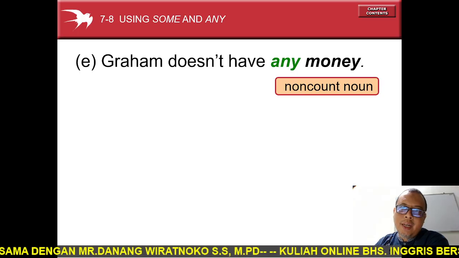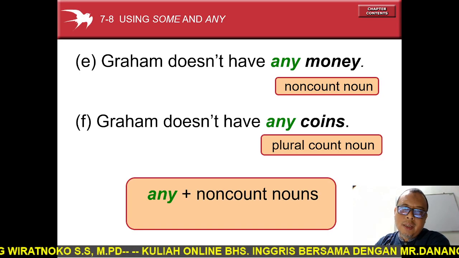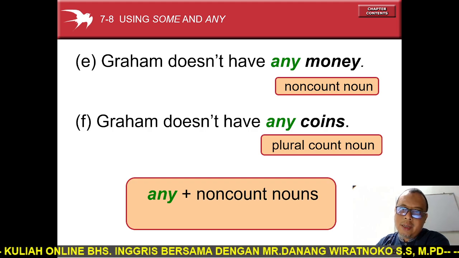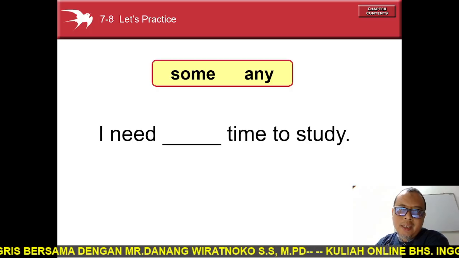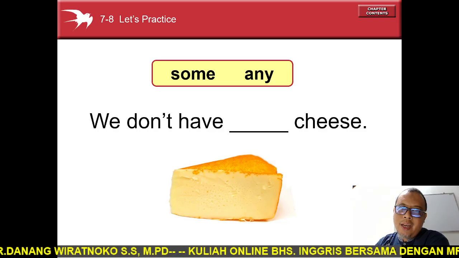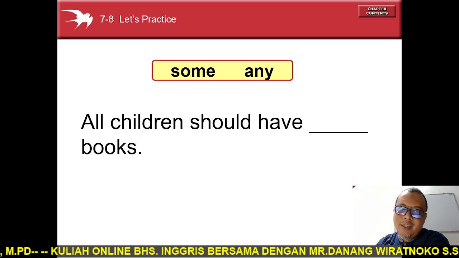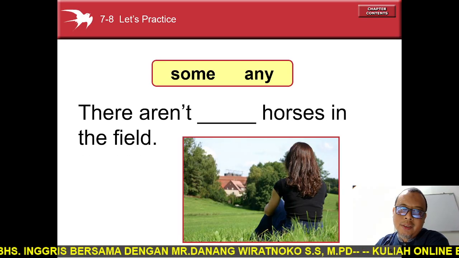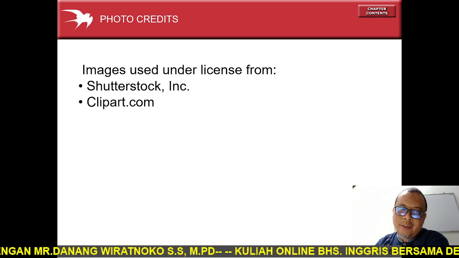Graham doesn't have any money. Any with an uncountable noun. Graham doesn't have any coins. It means plural noun and countable noun. Okay. I need some time to study. We don't have any cheese. Negative. Remember, all children should have some books. There aren't any horses in the field.